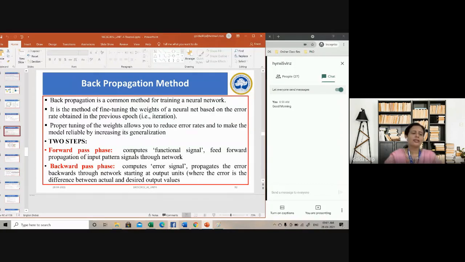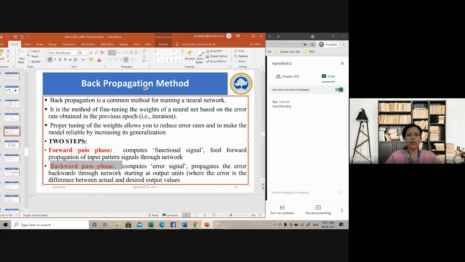Last class I mentioned that in back propagation, what you're actually doing is fine tuning the weights of the neural network based on the error rate obtained in the previous iteration. If you properly tune the weights, that will allow you to reduce the error rate, and thereby you can make the model more reliable. For that purpose, you have two steps here: one is called the forward pass, and the second is the backward pass phase.